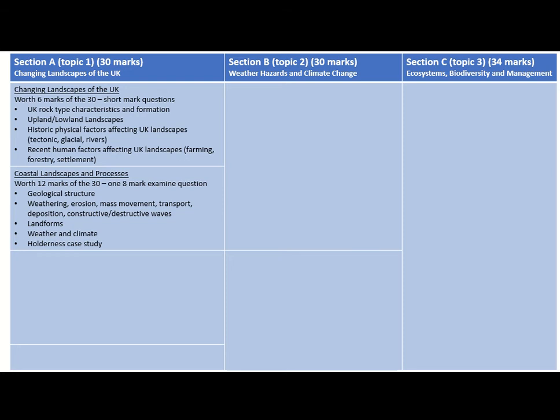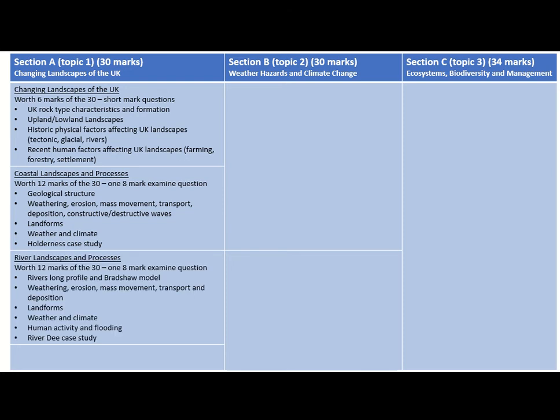Weather and climate and how that's affecting coastlines, and things like coastal flooding. And lastly, you'll need to have a case study. Now, a case study is a detailed, in-depth knowledge about a particular coastal location in the United Kingdom, and we cover the Holderness case study because it's so well known and it's very, very relevant, one of the fastest eroding coastlines in Europe. So the coastal landscapes and processes will have a few short questions, 4 marks worth of short questions, and then one big 8-mark examine question.